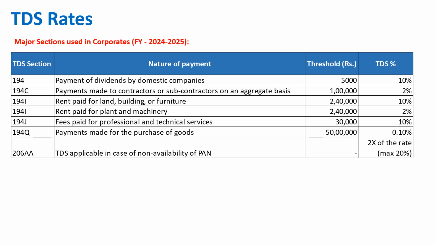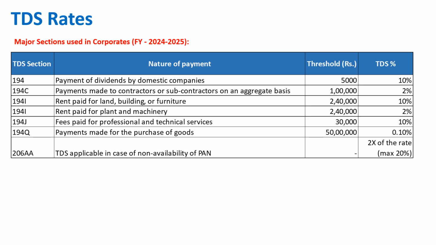In case of 194I, you have two categories. One is rent paid for land, building and furniture, and rent paid for plant and machinery. When it comes to land, building and furniture, the threshold limit is 2,40,000 and TDS is 10% to be deducted. So when I say threshold of 2,40,000, that means in a year you are making payment more than 2,40,000 rupees. Similarly, when it comes to plant and machinery, it is 2%. The percentage is less compared to land, building and furniture.